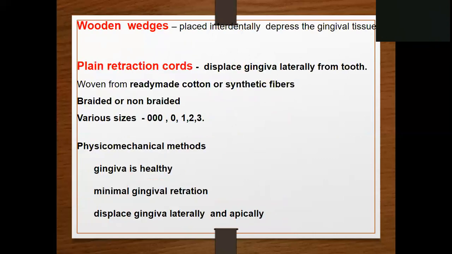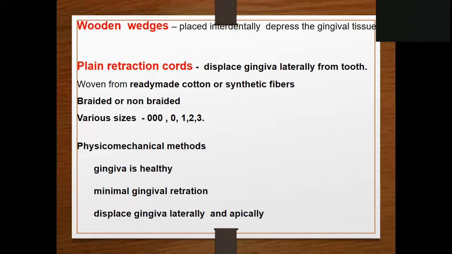Wooden wedges are placed interdentally, that is, in between the teeth, and they depress the gingival tissues in between. The plain retraction cord displaces the gingiva laterally from the tooth, and it is made from ready-made cotton or synthetic fibers. These cords can either be braided or non-braided. The various sizes that we use are 000, 00, 0, 1, 2, and 3.